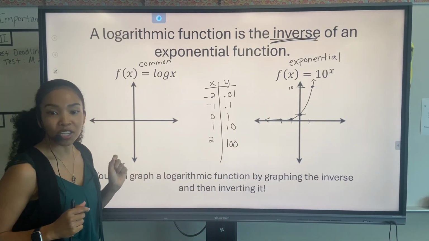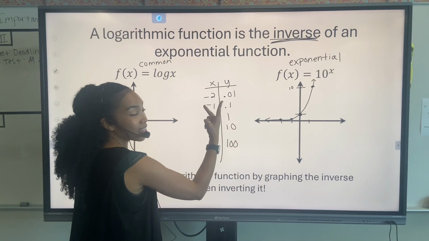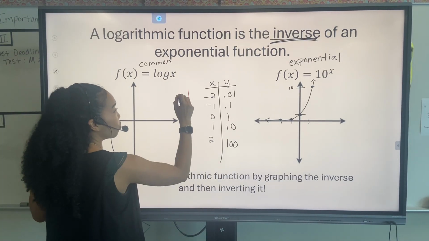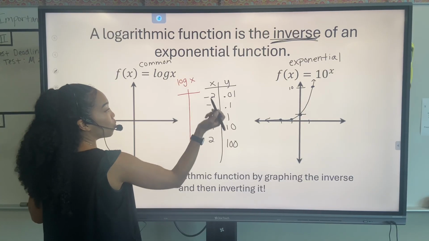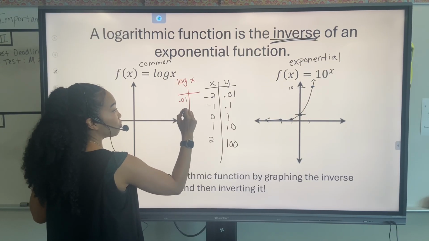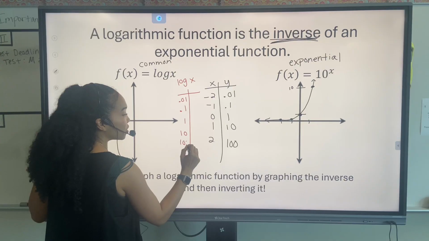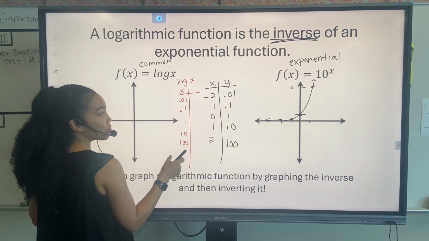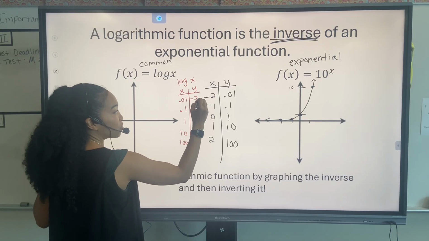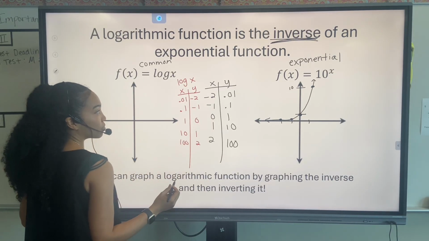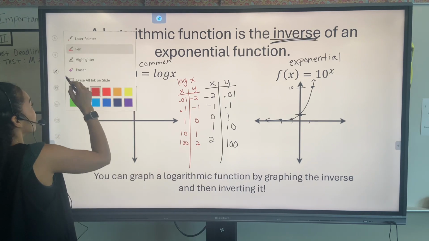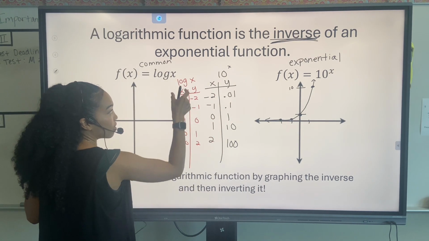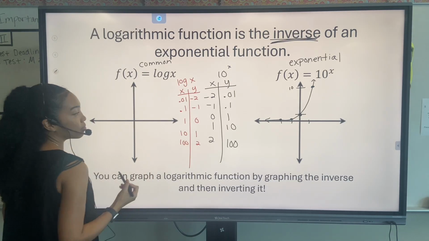Remember, when something is an inverse, you can switch the x and the y. So that's what I'm going to do. The table for a log will be 0.01, 0.1, 1, 10, 100. We switch the x's and y's, so now these are my new x values. My y values are -2, -1, 0, 1, and 2. So this was the table for 10 to the power of x. This is the table for log.